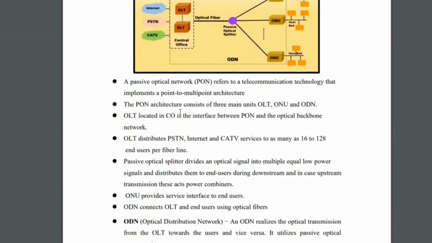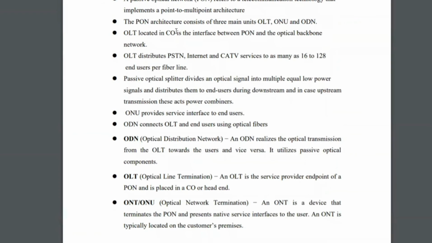Okay. A passive optical network, PON, refers to the telecommunication technology that implements a point-to-multipoint architecture. The PON architecture consists of three main units: OLT, ONU, and ODN. The OLT is located in the CO, at the interface between the PON and the optical backbone network. The OLT distributes PSTN, internet and CATV services to as many as 16 to 100 end users per fiber line.